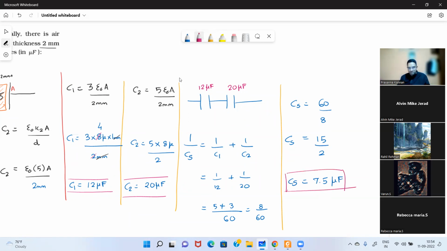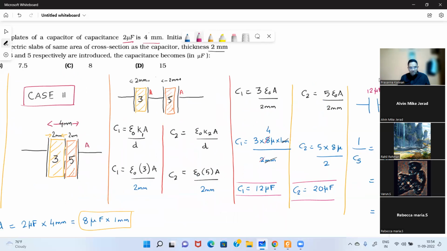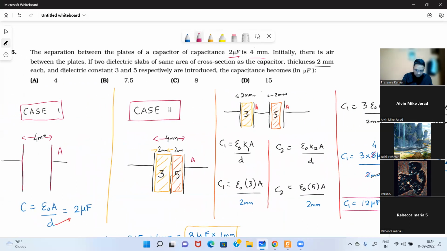Let's look at the options. So which is the right answer? The second option is the correct answer.